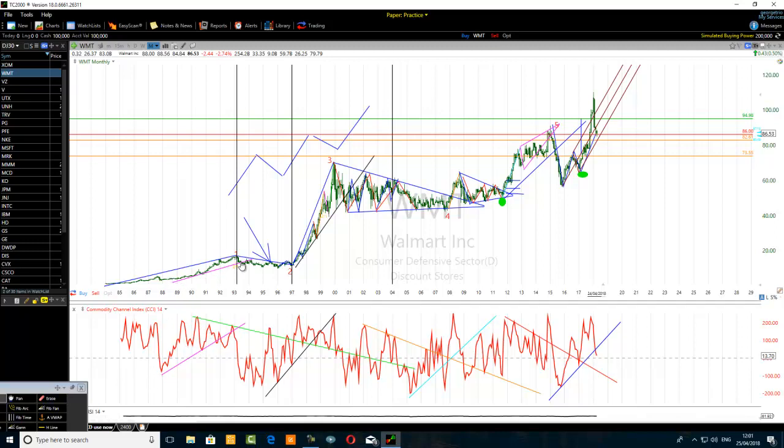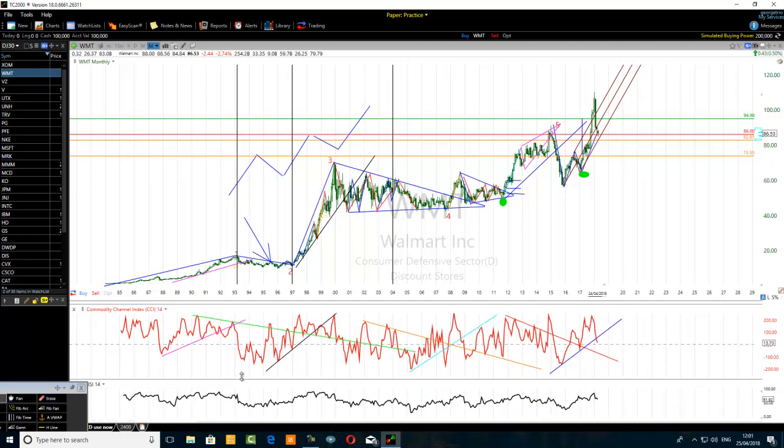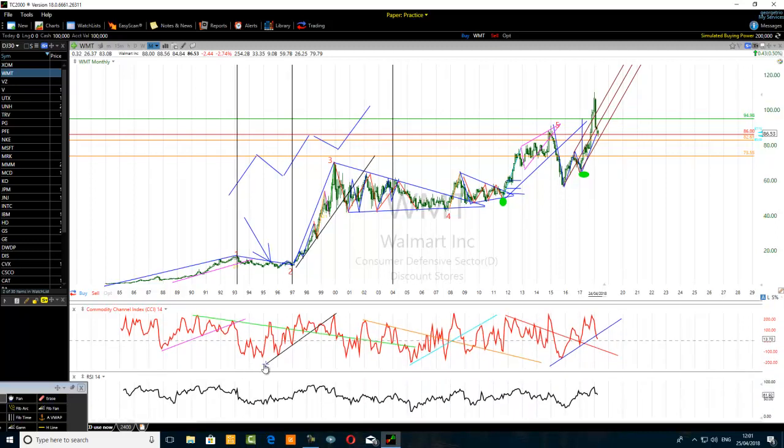So the price was above a bullish trend line. The CCI also is above a bullish trend line. Again here you can see that this is another trend line for the CCI itself. CCI was above the black trend line, and the price is also above that trend line here.